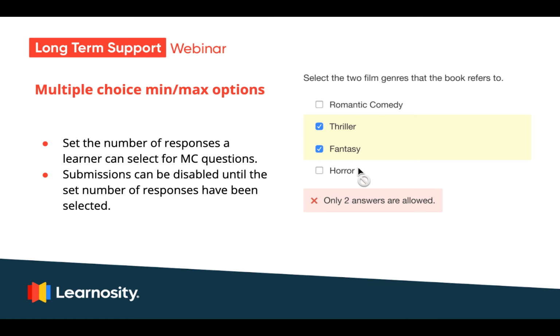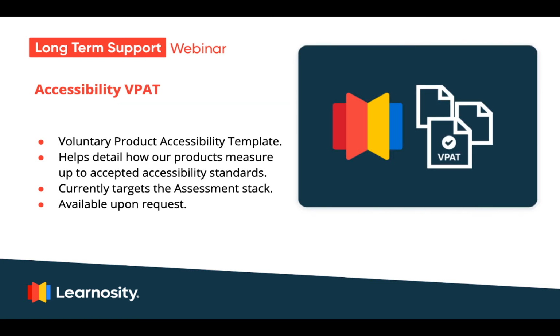You can't select more. We're very happy to announce that we now have a full voluntary product accessibility template, or VPAT, to help detail how our products measure up to accepted accessibility standards. This currently targets our assessment stack, and our VPAT is now available by request. So please do get in touch if you would like to see that.